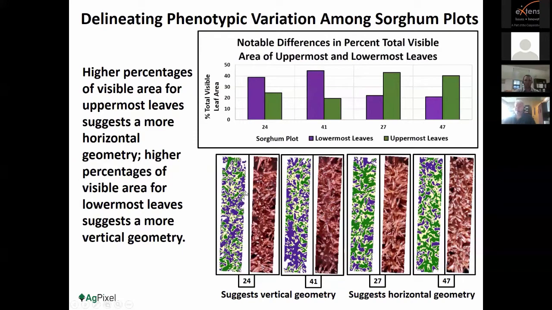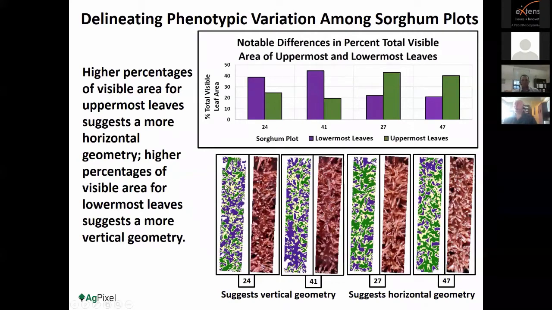But what we've got is the plot up above is showing that in plot 24, it had a higher percentage of cover that was visible from the drone in the lower canopy and less that was visible from the upper canopy. Plot 41 was also the same, but plots 27 and 47 were the opposite. Less lower canopy visible in these two and more upper canopy. So if I were genetically selecting, if I wanted to select for the plots that have more vertical leaf structure at the top, I would select for plots 24 and 41, and I would probably exclude 27 and 47.